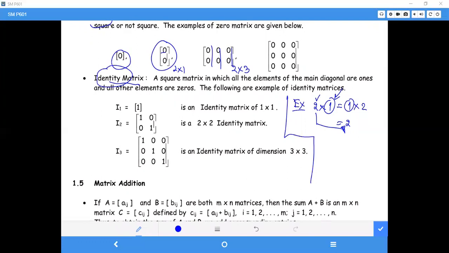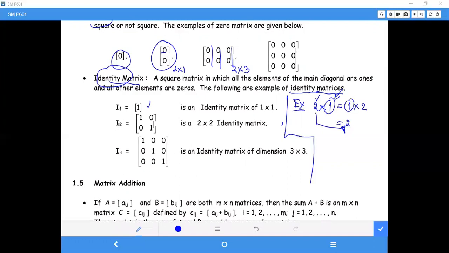But here we talk about the matrix, right? The matrix is not a single number. So identity matrix is something like that. A number inside a box like that. This is called I1. I1 means the identity matrix that has the number of rows and the number of columns equal to 1. It's like a square matrix of dimension 1, right?